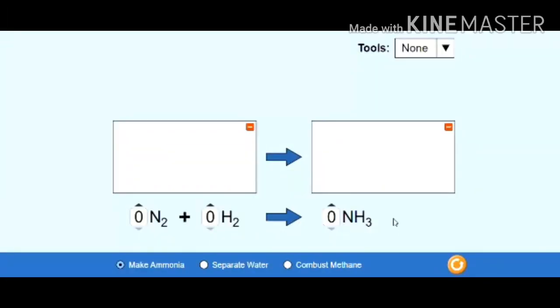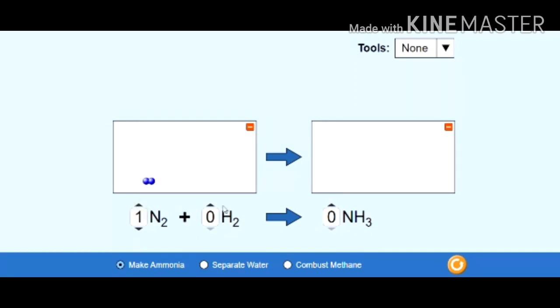Here is a chemical equation showing the formation of ammonia from nitrogen and hydrogen. When you look at this chemical equation, the reactants are nitrogen and hydrogen and the product is ammonia. In a balanced chemical equation, as we know, the number of atoms on the reactant side should be equal to the number of atoms on the product side. Now let us see how to balance this particular chemical equation.